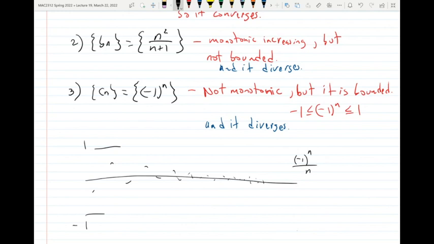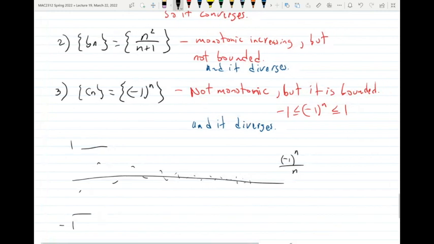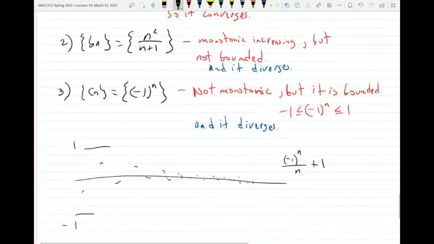Now, if I say +1, I'm basically just translating this situation, so it's between 0 and 2, and the limit is 1. You can place this wherever you want.